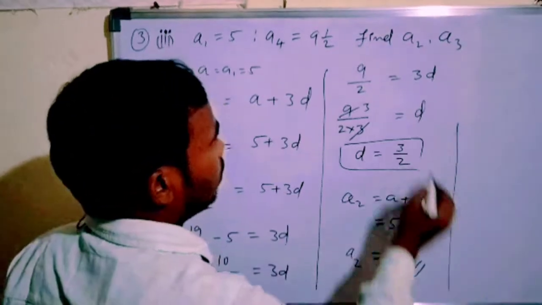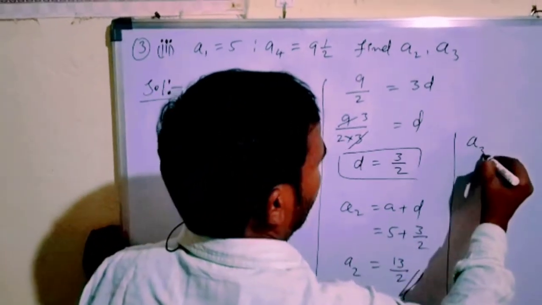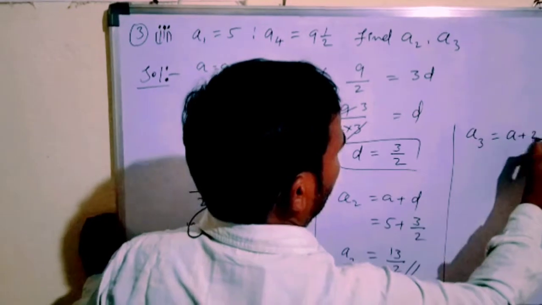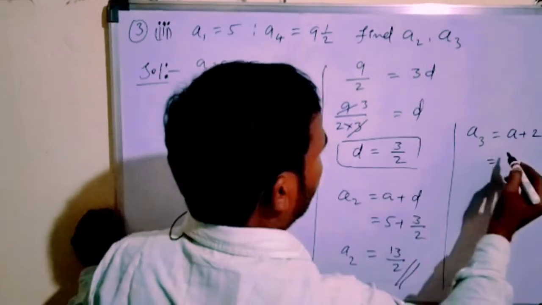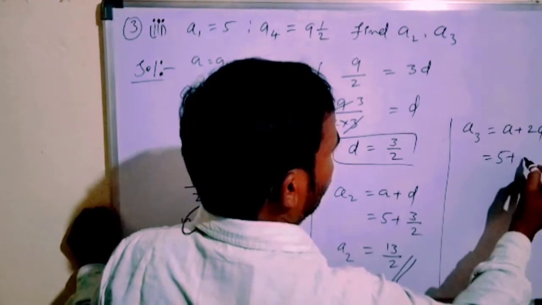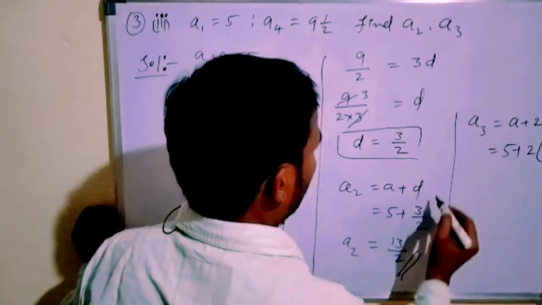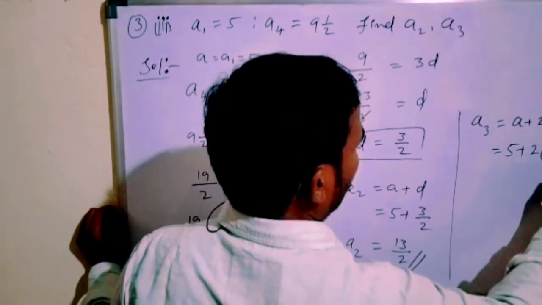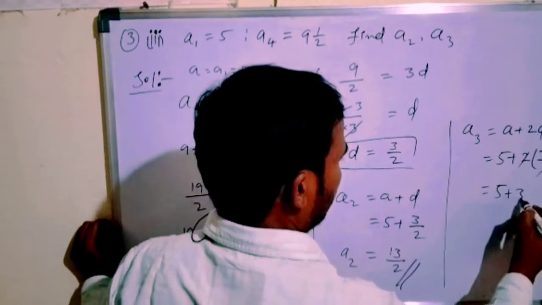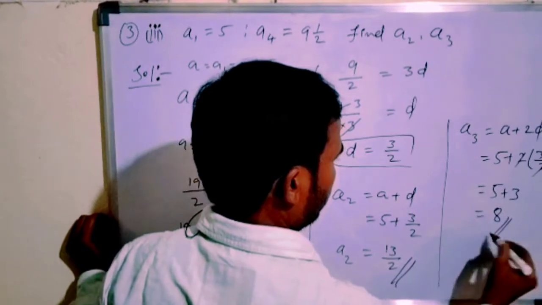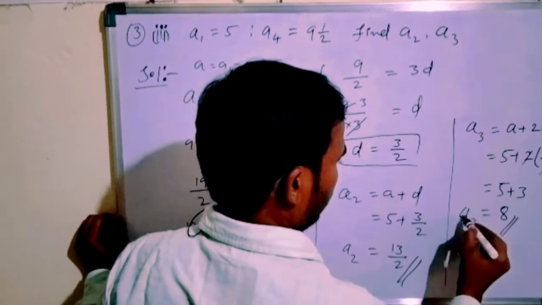And one more, a3. What is a3? a3 is equal to a plus 2d. So how much is a? a is equal to 5 plus 2 of d, which is 3 by 2. So the 2s cancel. So 5 plus 3 is equal to 8. a3 is equal to 8.